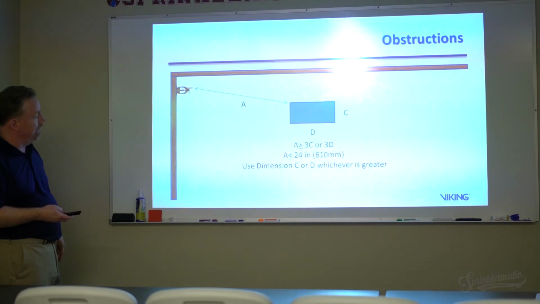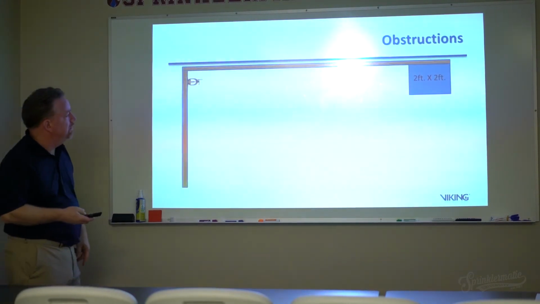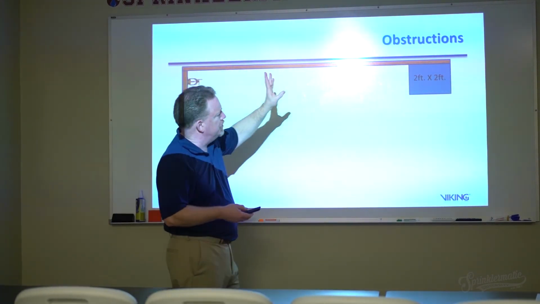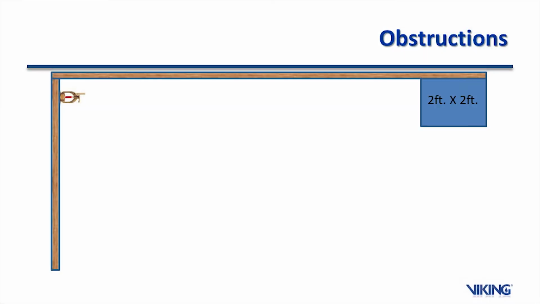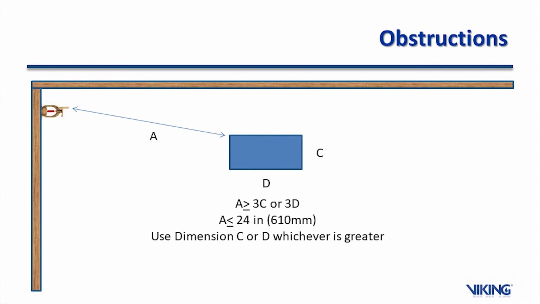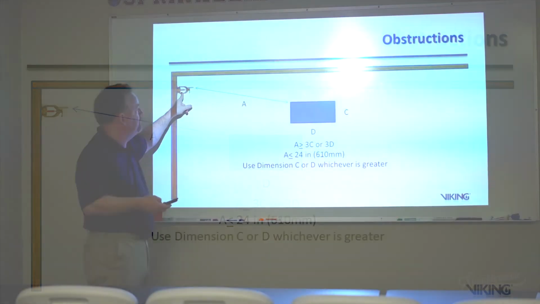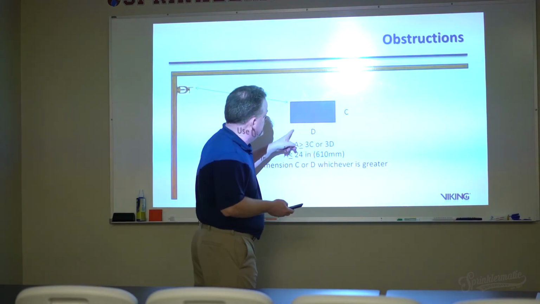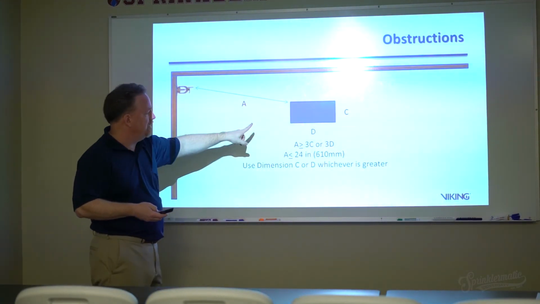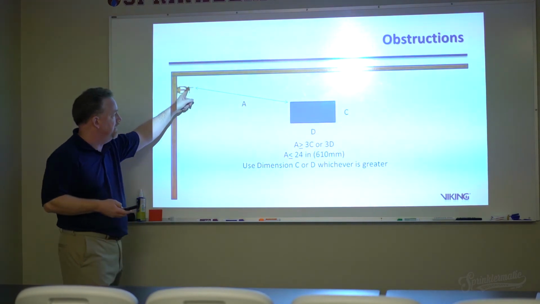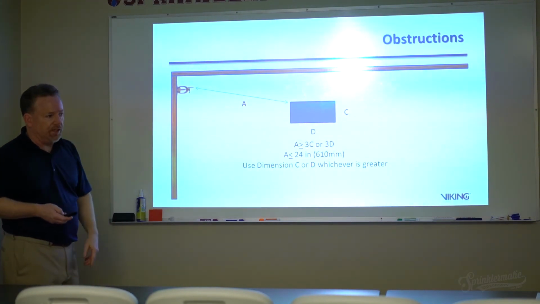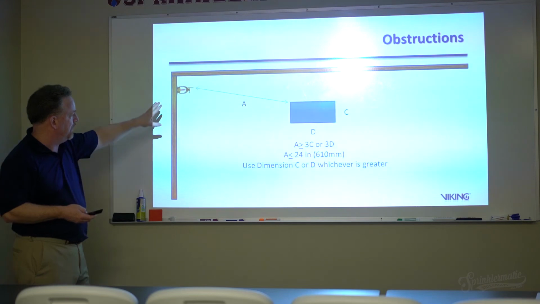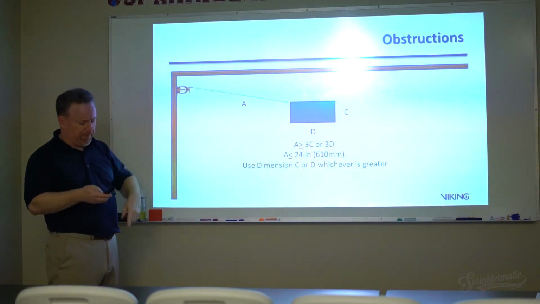So again, you can have a 2x2 obstruction all the way out to the end of the spray pattern here and not consider it an obstruction at all. And we have a similar 3 times rule here for the obstructions to spray patterns. It all depends on the dimension, the greater dimension there times 3, and then the A dimension applied to the deflector, the top of the deflector right there.